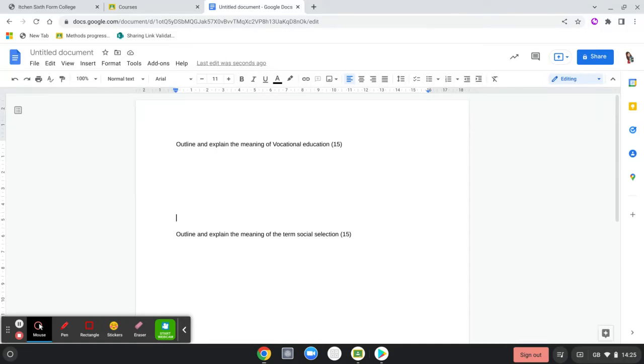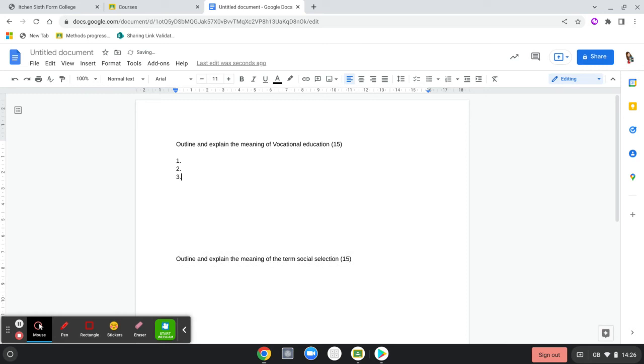Hello, we're going to have a look at two 15 markers for education. Neither of them has come up before, but they are on the list of 15 markers that you can be asked. So vocational education is really narrow and social selection is really, really broad. So outline, explain the meaning of vocational education.